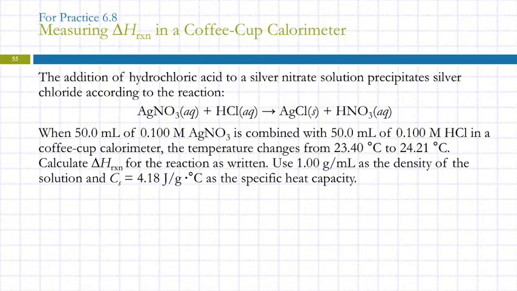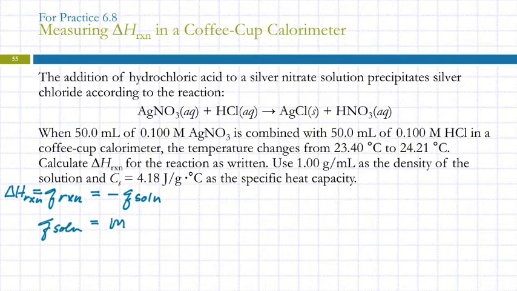So we have a chemical reaction occurring in a coffee cup calorimeter. So we know that Q for the reaction is equal to negative Q for the solution. Whatever Q for the solution is, we just change the sign, and that equals Q reaction, which under these circumstances equals delta H for the reaction. Well, what's Q solution? Q solution is mc delta T.